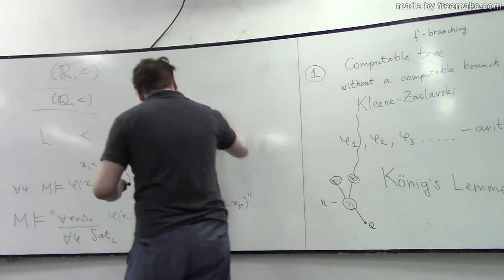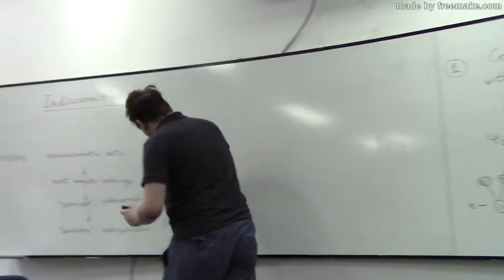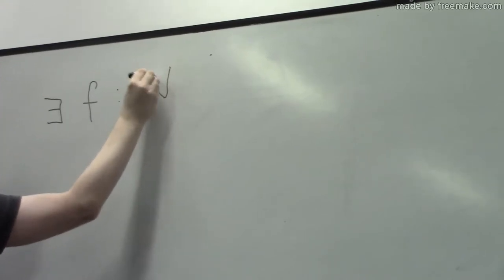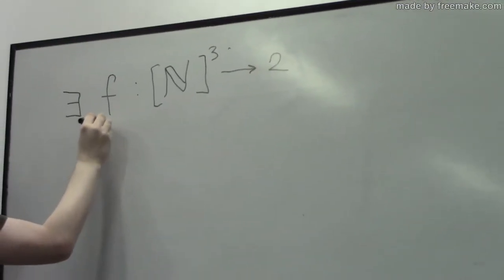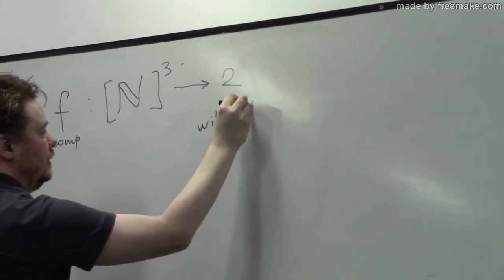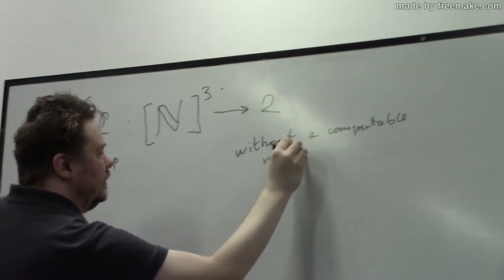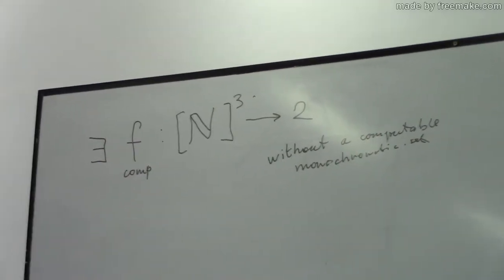A second example. Historical example is Specker's theorem. There is a computable coloring of triples in two colors, computable, without a computable infinite monochromatic set.